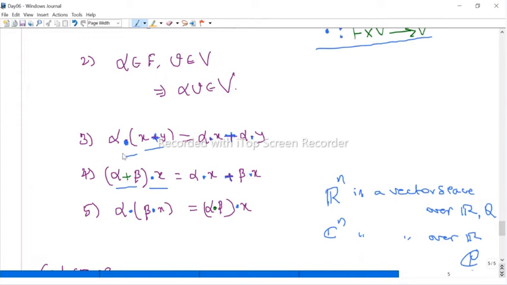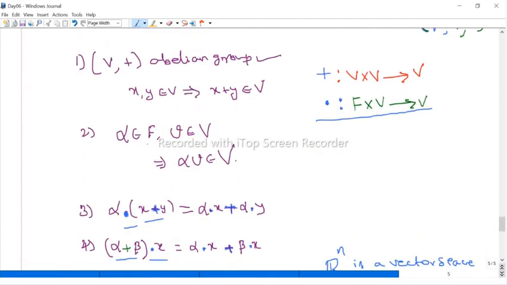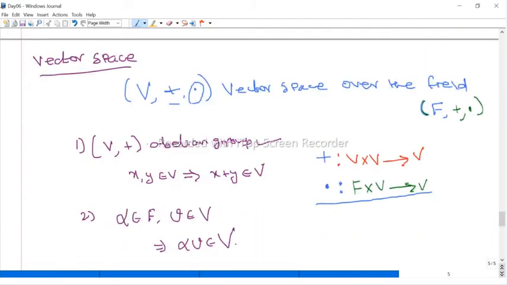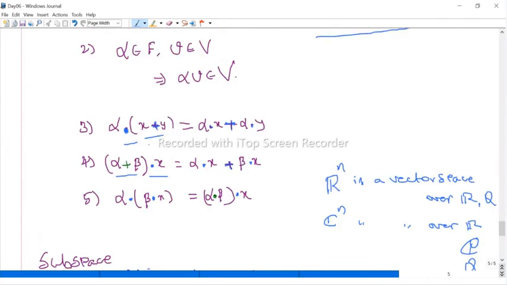Satisfy these properties, then we say V is a vector space over the field F. This is not a ring. For a ring we need a multiplication, the usual multiplication, for defining a ring. But this vector space need not be a ring. It's any structure. But the field is a ring. We are taking it over the field. A field is a special type of ring, where every non-zero element has a multiplicative inverse. But this V need not be a ring. It's just a group with respect to addition, and then it satisfies the other properties 2, 3, 4, 5.